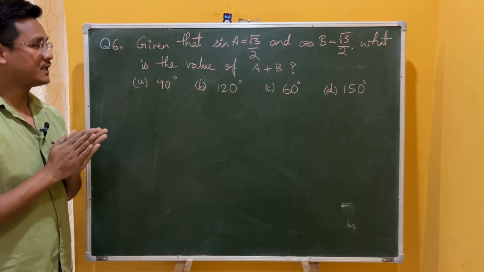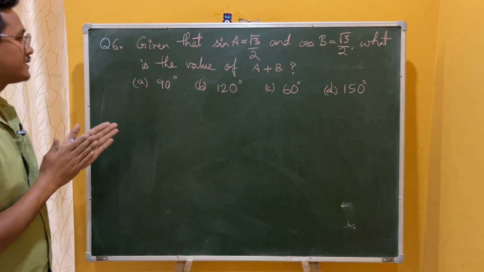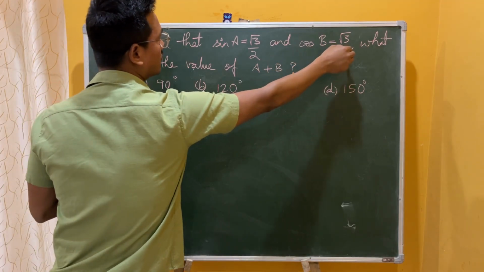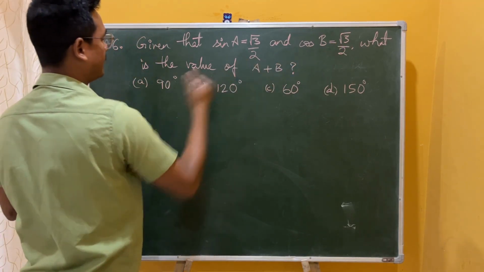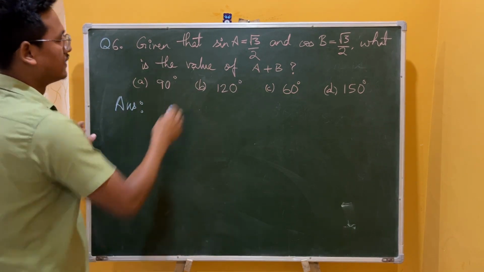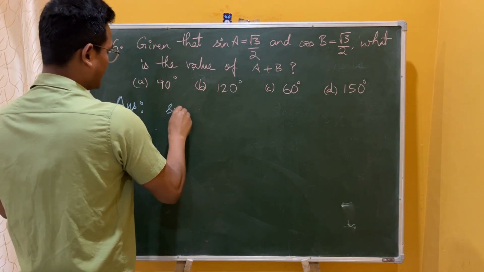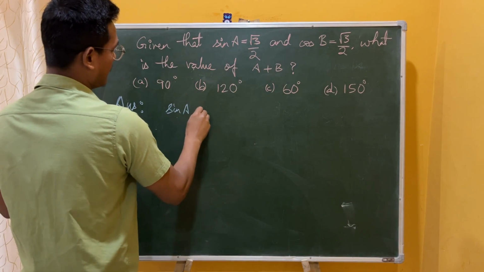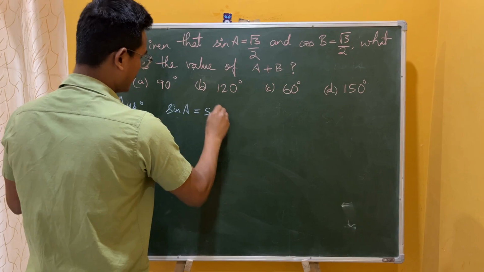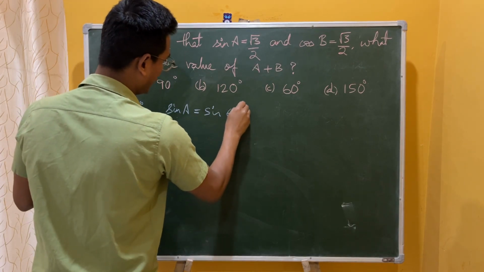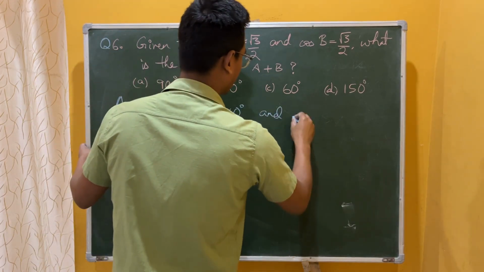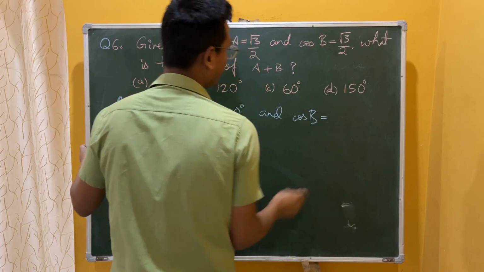So we have question number 6 from trigonometry. It says, given that sine A equals root 3 by 2 and cos B equals root 3 by 2, what is the value of A plus B? Okay, any guesses? So what we'll do is, sine A equals root 3 by 2, right? So root 3 by 2, isn't it, it's sine 60 degrees? Because sine 60 degrees is root 3 by 2. Okay, now you got the value for cos also, right?